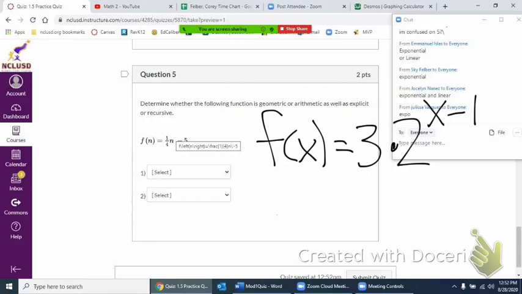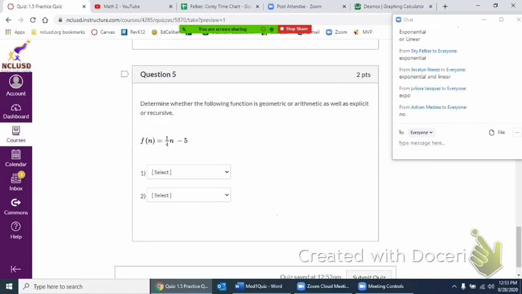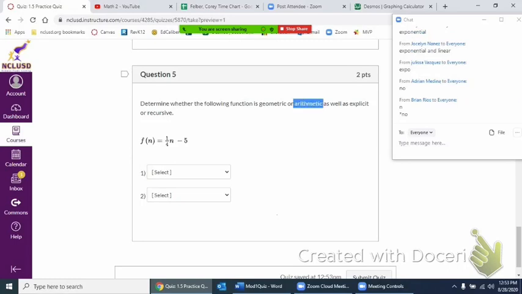Okay, do you guys see an exponent in question 5? Nope. So that means it's not exponential. So it has to be the other one. You only have two options, right? Drop down menu, you know it's not exponential, which is geometric, so it has to be the other one.